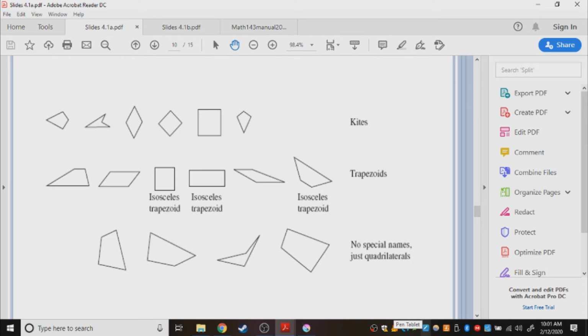We have a kite. A kite requires that I have two pairs of adjacent connected sides, and they have to be equal. Think of the first and the last one. See, the top pair of sides are connected and they're the same length. The bottom pair of sides are connected and they have the same length. So, a square is a special kite, but a kite is certainly not a square, necessarily.